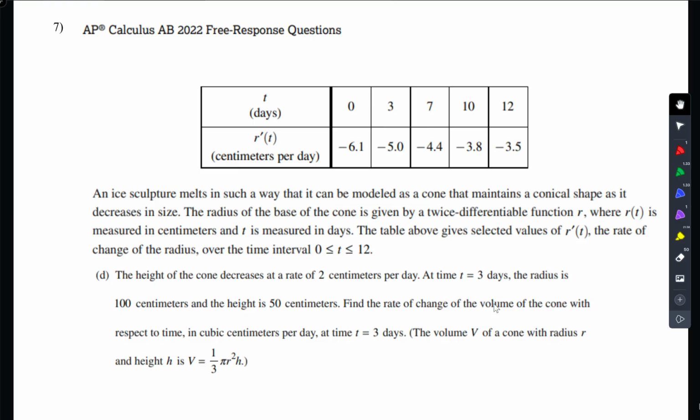At time t equals 3 days, the radius is 100, the height is 50. Find the rate of change in the volume of the cone with respect to time in cubic centimeters per day at time t equals 3 days.